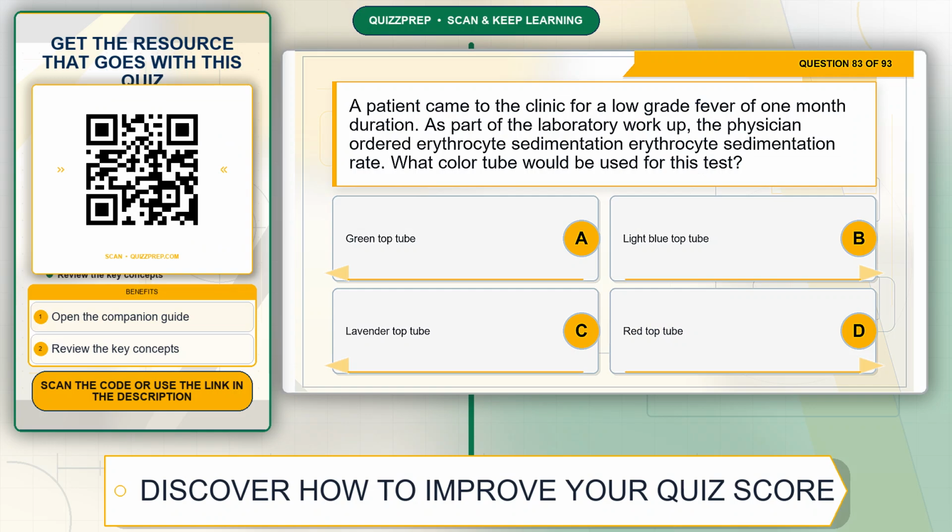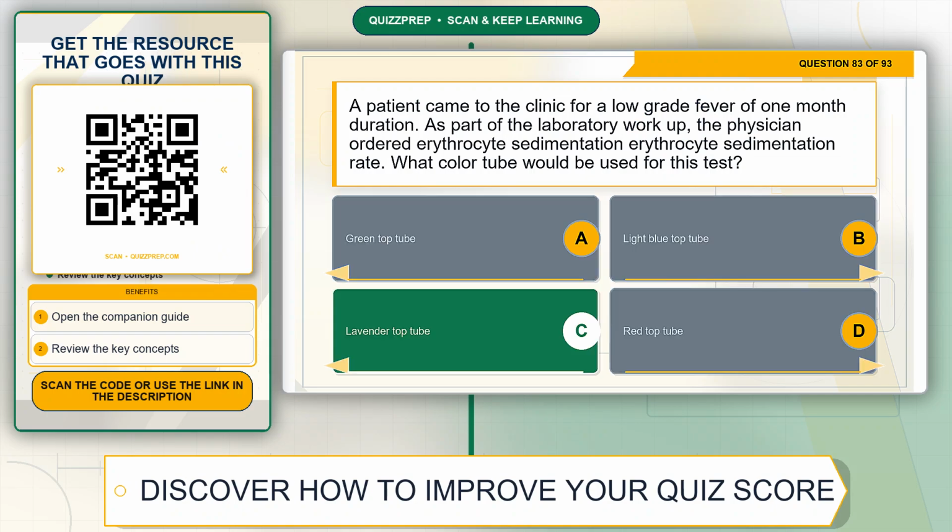Question 83. A patient came to the clinic for a low-grade fever of 1 month duration. As part of the laboratory workup, the physician ordered erythrocyte sedimentation rate. What color tube would be used for this test? Option A, green top tube. Option B, light blue top tube. Option C, lavender top tube. Option D, red top tube. The correct answer is option C, lavender top tube.